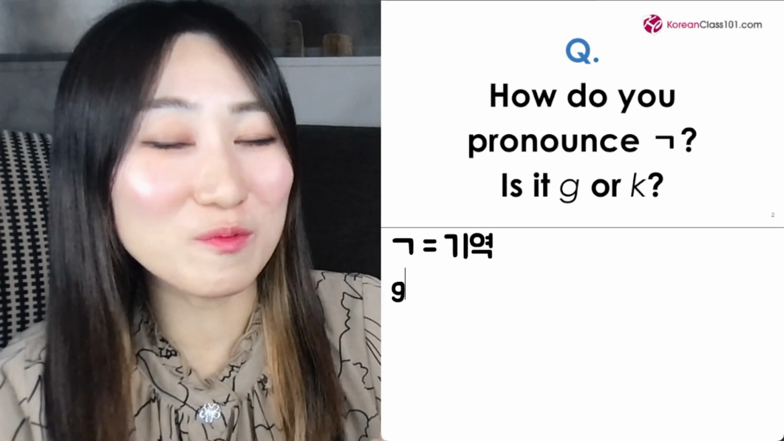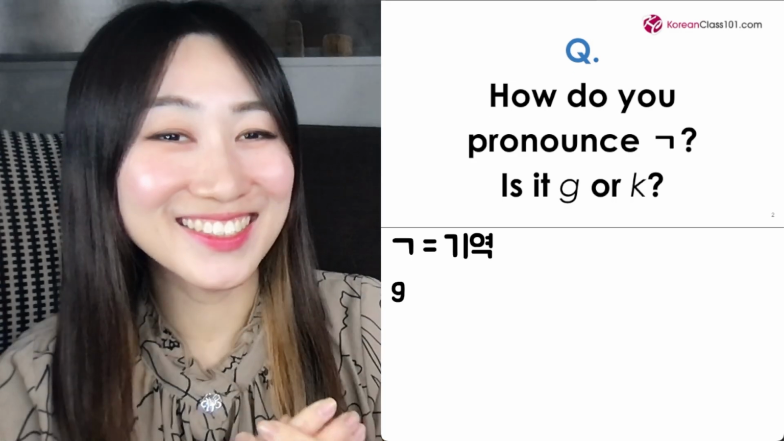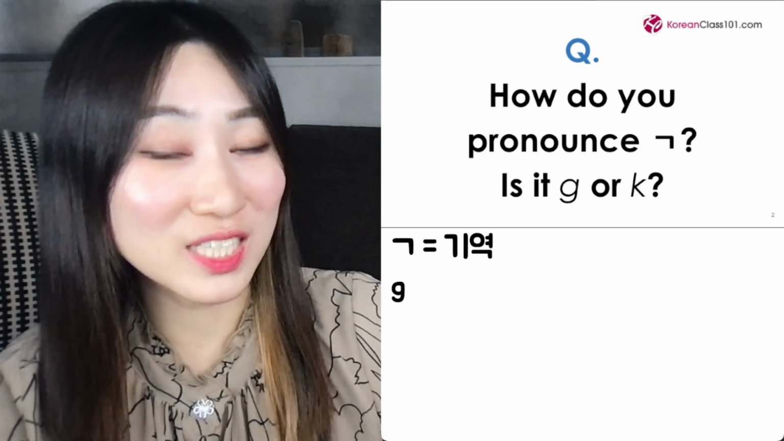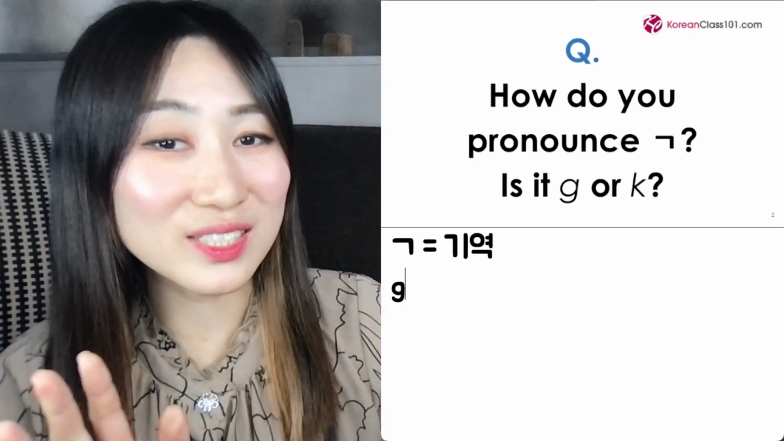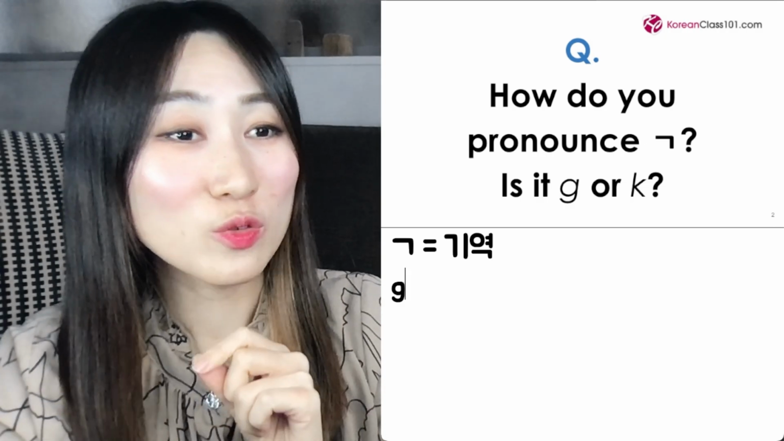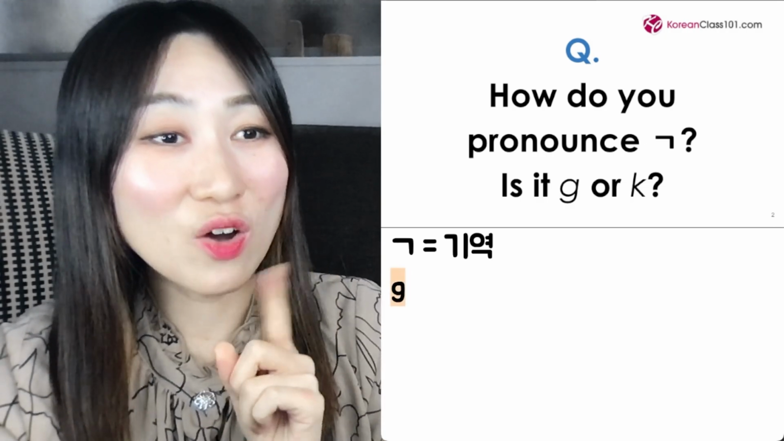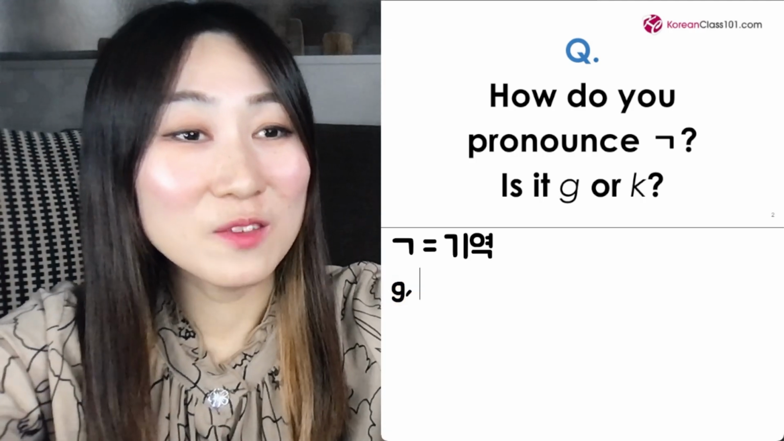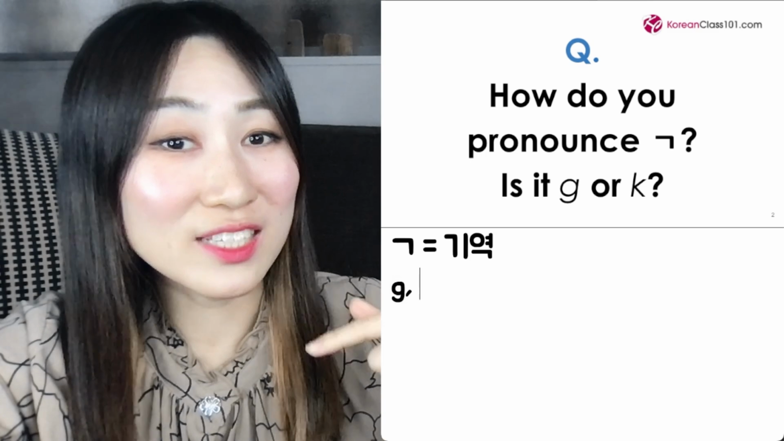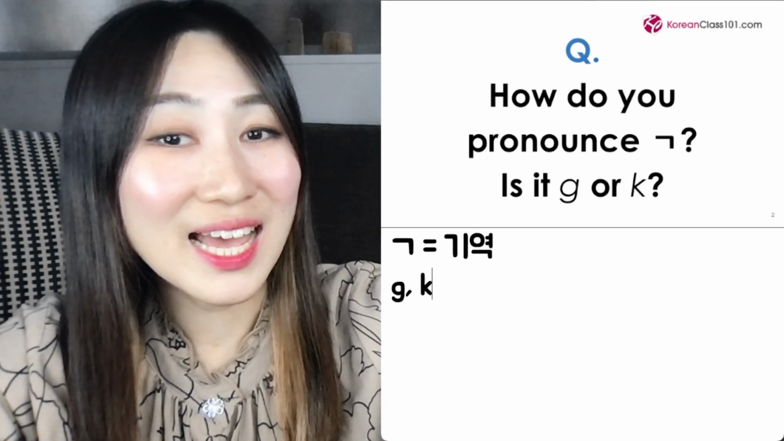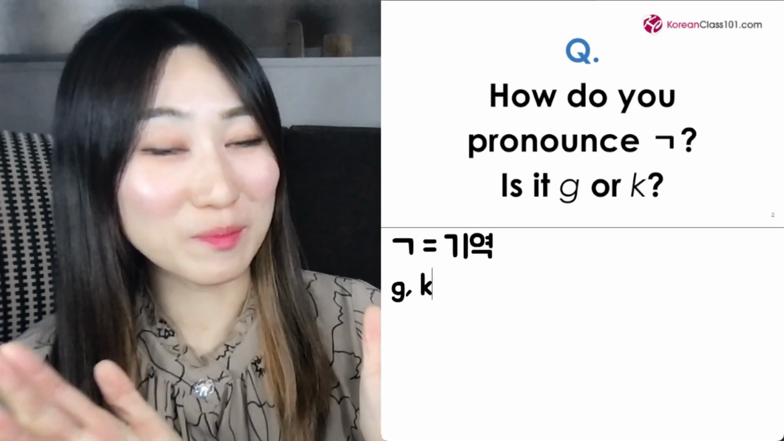I would say it's none of them because, again, Korean pronunciation is different from English pronunciation. So it's not exactly the same. But it's sometimes G, sometimes K. The official romanization for ㄱ is G. And if this sound is used as a 받침, a final consonant, the official romanization is K. So it's both of them.